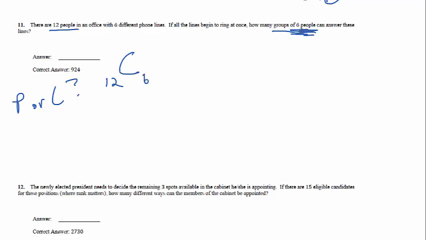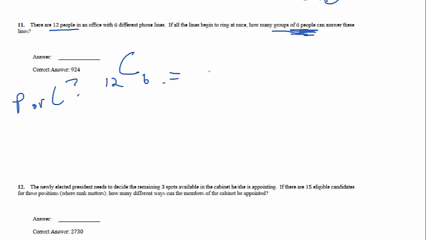And I make a point of pointing that out because this could be 8, and the question says how many groups of 6. Well, it doesn't matter that there's 8 phones. What matters is that 6 people are answering. Okay? Take the time to make sure that you're reading the question right.